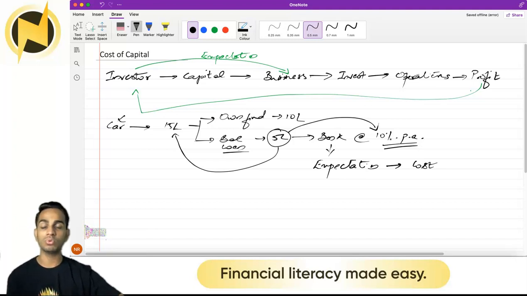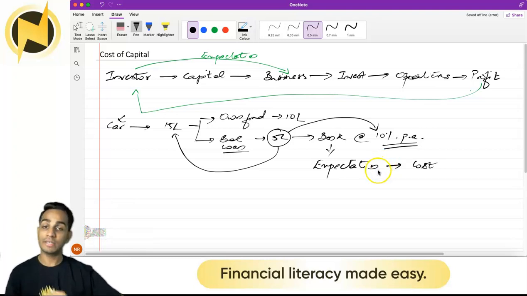Correct? In case you fail to meet this expectation, in case you fail to make this interest payment, what happens? The bank will move to legal measures. Normally, they'll issue a notice stating that you haven't paid interest. We are giving you a warning, pay the interest. They might give you one more warning, and if you do not abide by that warning, what would they do? They would take measures to repossess the car. Correct? The car will be taken by the bank. So this is the most basic and easiest explanation that I can give for the concept of cost of capital.